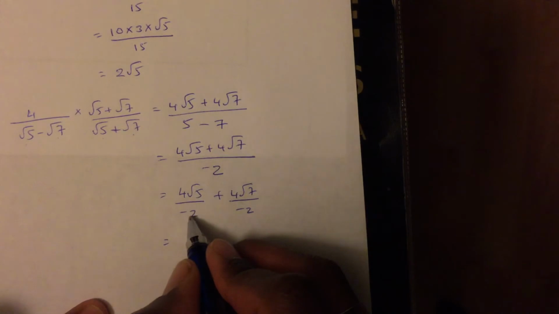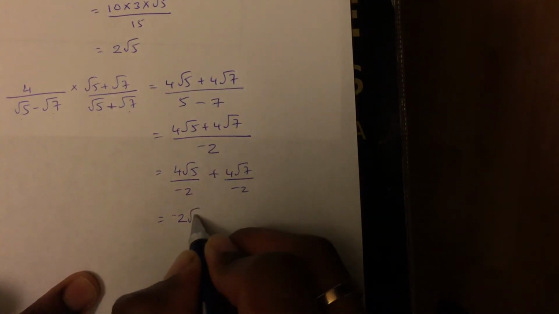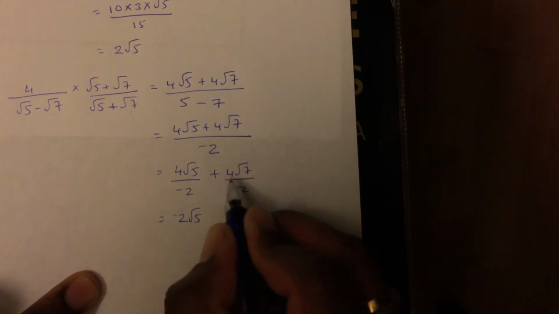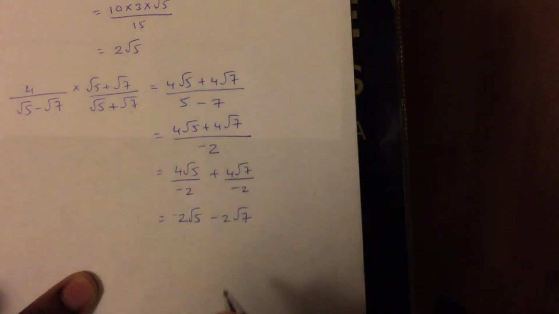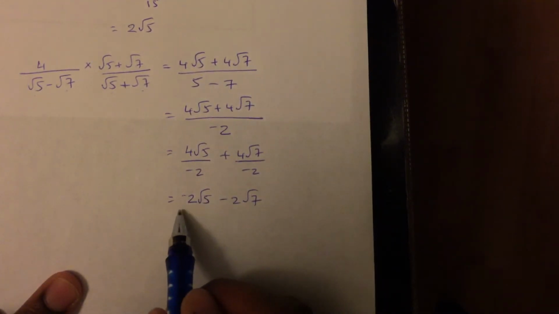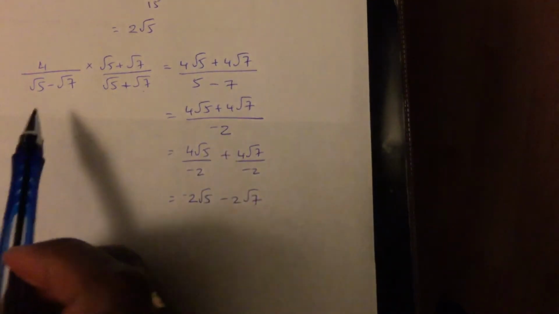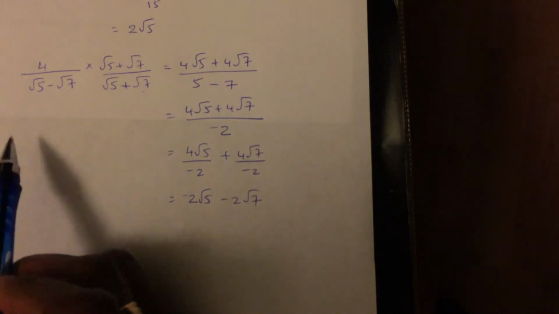So 4 divided by minus 2, we have minus 2. We are left with square root of 5. 4 divided by minus 2, that's minus 2. So we have square root of 7. So again, we have a simplified version of our second term.